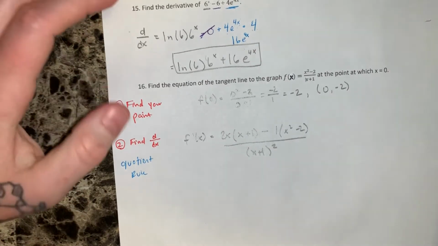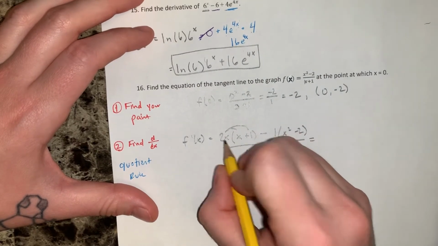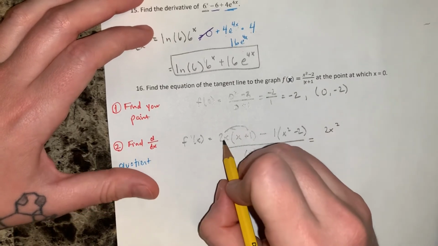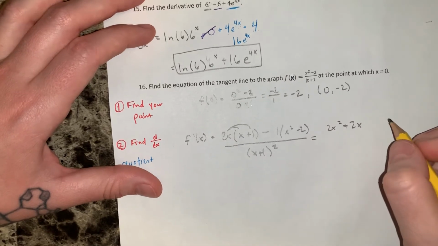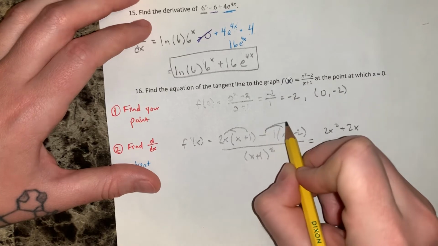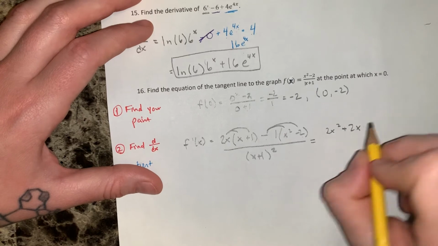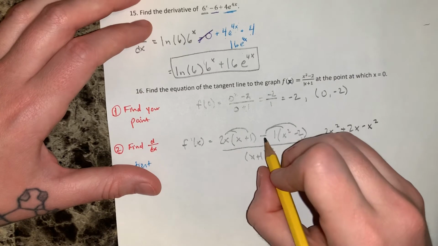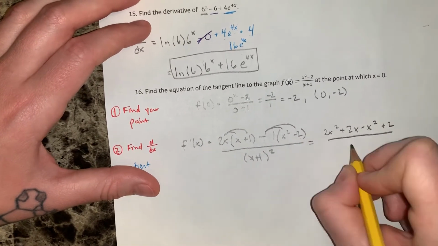And then we can clean this up a little bit, just distributing this out. So 2x times x is 2x squared. 2x times 1 is plus 2x. Anything times 1 is just itself. And then same thing here. We're going to distribute this negative 1 to both of these. So negative 1 times x squared is negative x squared. Negative 1 times negative 2 gives me a positive 2. And then we're going to keep the bottom as is.